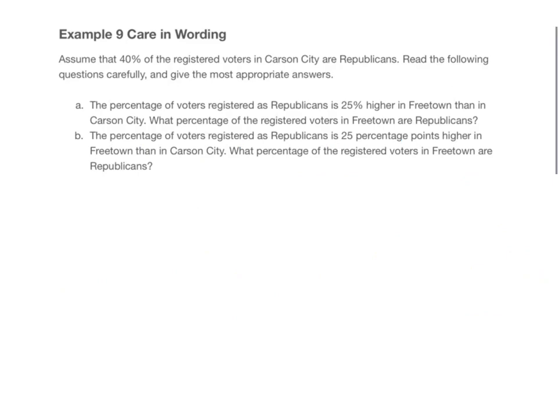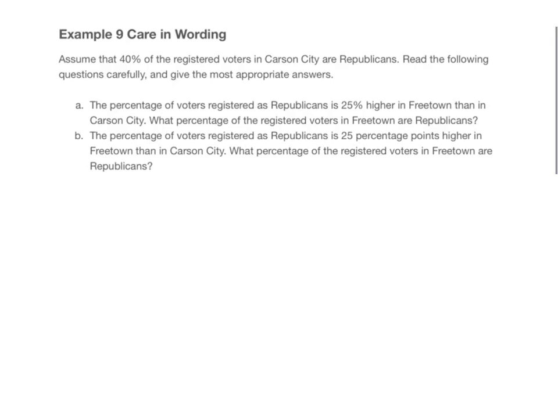All right, and one more example. Assume that 40% of the registered voters in Carson City are Republicans. Read the following questions carefully, then give the most appropriate answers. The percentage of voters registered as Republicans is 25% higher in Freetown than in Carson City. What percentage of the registered voters in Freetown are Republicans? Okay, so we can assume that because we see 25% written with the percent sign, that we are talking about a relative change here.